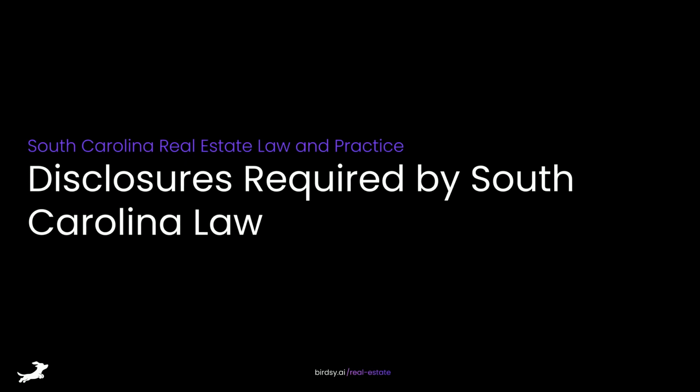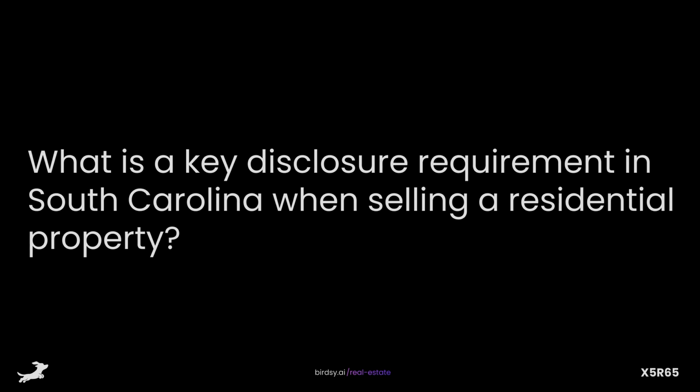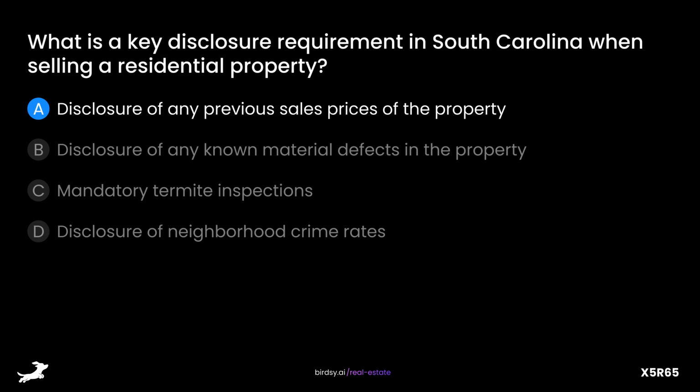Disclosures required by South Carolina law. What is a key disclosure requirement in South Carolina when selling a residential property? Is it A, disclosure of any previous sales prices of the property, B, disclosure of any known material defects in the property, C, mandatory termite inspections, or D, disclosure of neighborhood crime rates? The answer is B, disclosure of any known material defects in the property.